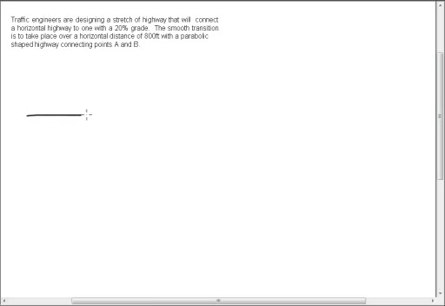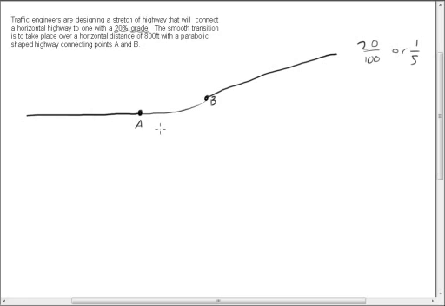you draw a diagram. So here's the level stretch of highway, and here's the one with a 20% grade. Now, a 20% grade means that for every 100 feet, the elevation change is 20 feet. So this would be a 20 over 100 slope, or a 1/5 slope. And here's point A. Here's point B. And we have a nice smooth parabola connecting this.